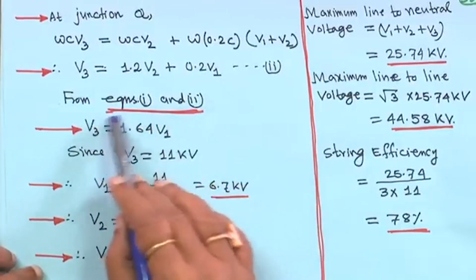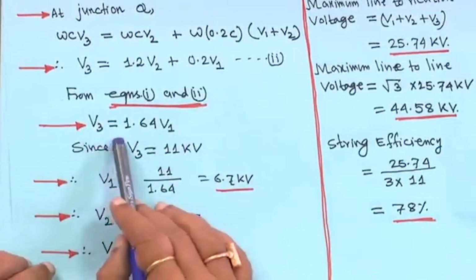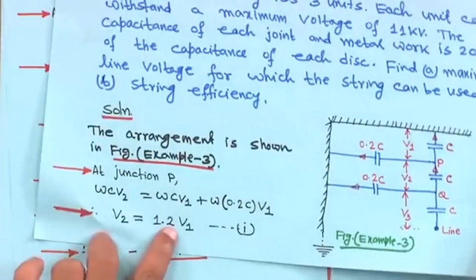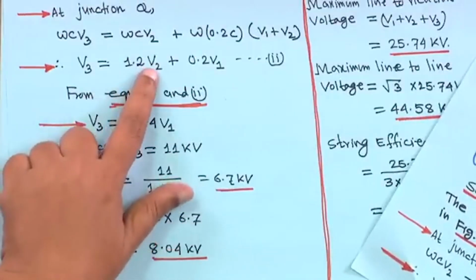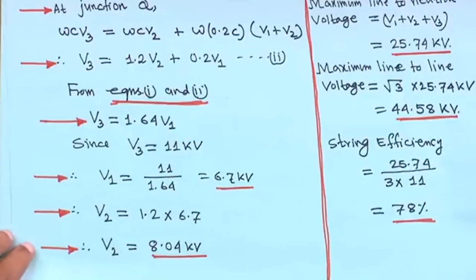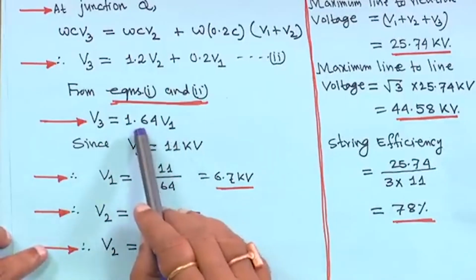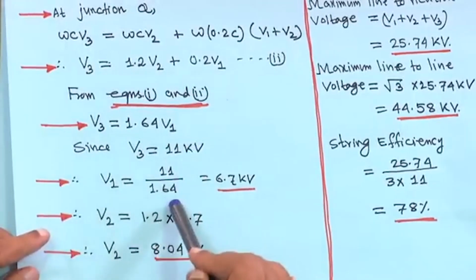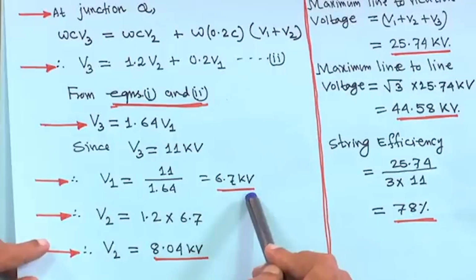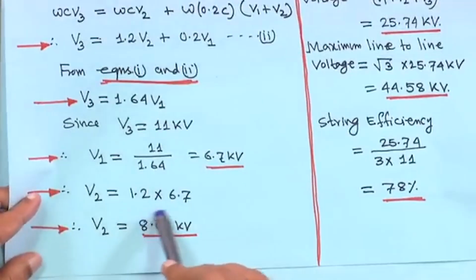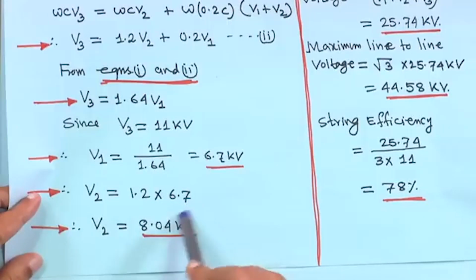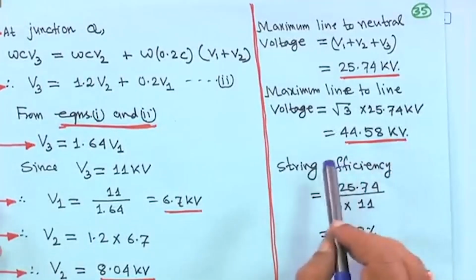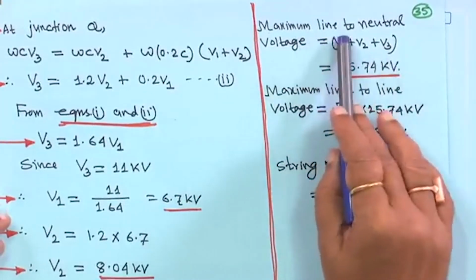So, from equation 1 and equation 2, you will get V3 is equal to 1.64 V1, because V2 is given as 1.2 V1, and you substitute this V2 here. So, you will get V3 in terms of V1 as 1.64 V1, and V3 is given as 11 kV. So, V1 will be 11 by 1.64, so 6.7 kV. V2 is equal to 1.2 into 6.7, so 8.04 kV.